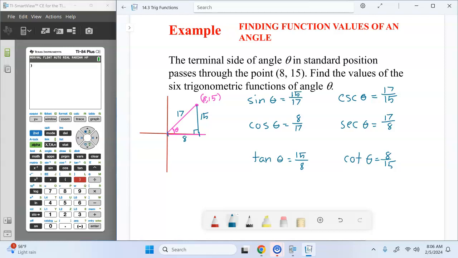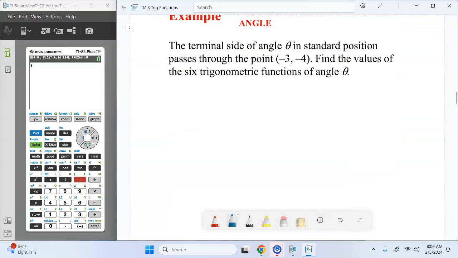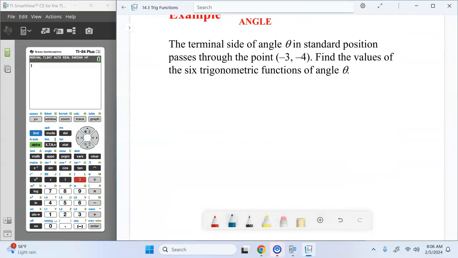Questions so far? Pretty straightforward. Okay? Let's do it again. The terminal side of angle theta in standard position passes through the point (-3, -4). We want to find the 6 trigonometric functions of angle theta. What quadrant are we going to be located in with the point (-3, -4)? Where's the third quadrant located? To the bottom left. Good. You guys are so smart.